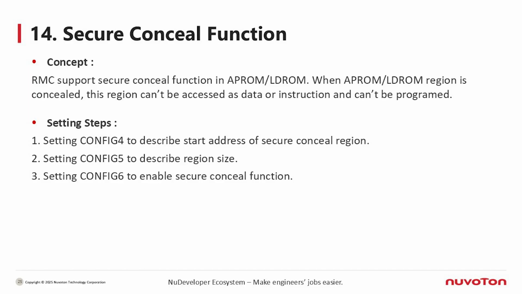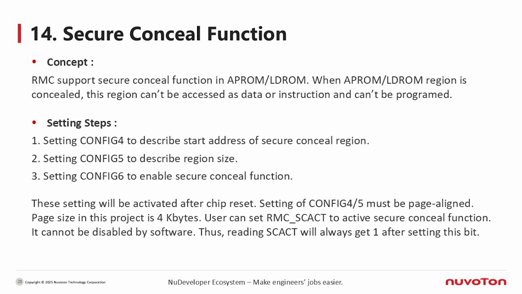1. Setting config 4 to describe start address of secure conceal region. 2. Setting config 5 to describe region size. 3. Setting config 6 to enable secure conceal function. These settings will be activated after chip reset. Setting of config 4 or config 5 must be page aligned. Page size in this project is 4 kilobytes.